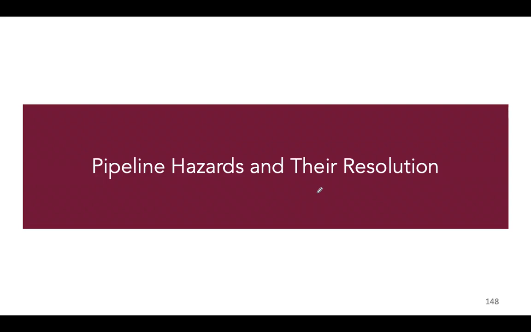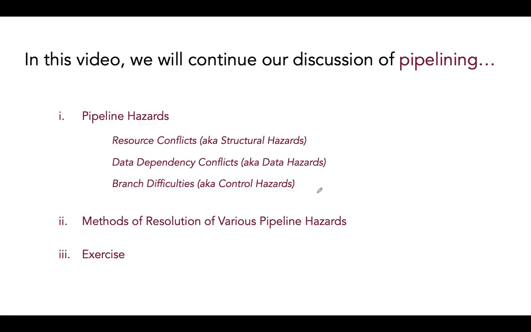Hey everyone, in this video we are going to talk about various pipeline hazards and the methods of their resolution. So continuing our discussion of pipelining, there are three main kinds of hazards that can occur in a pipeline: resource conflicts, also known as structural hazards, data dependency conflicts, also known as data hazards, and branch difficulties, also known as control hazards. Then we'll take a look at some methods that have been designed to overcome or resolve these hazards, and then we'll take a look at some problems.